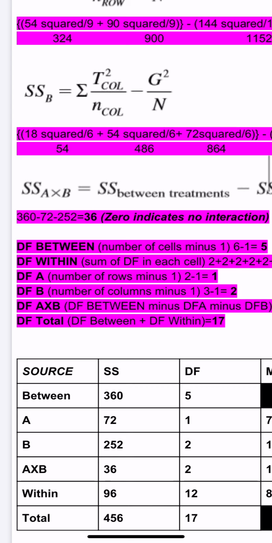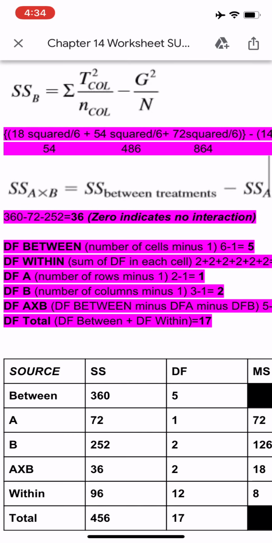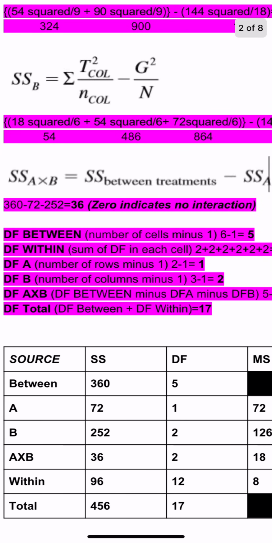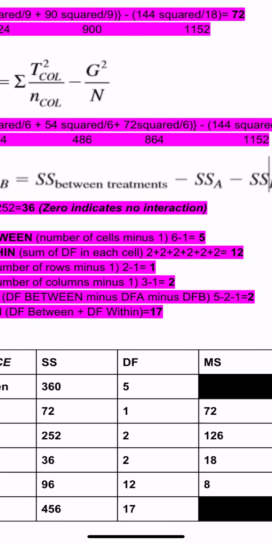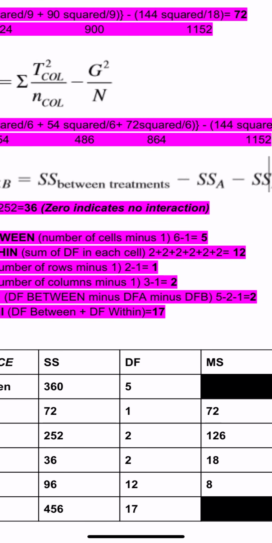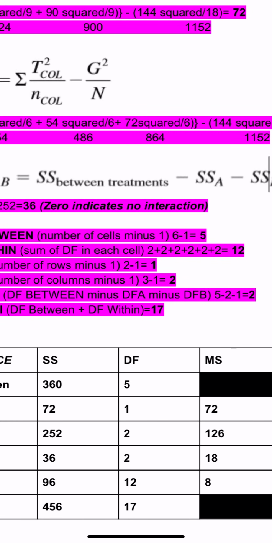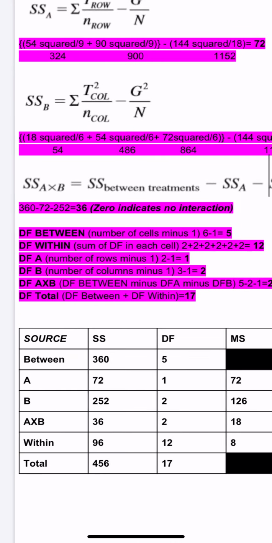The first one is DF between, which is number of cells minus 1. There are 6 cells, minus 1 is 5. DF within is the sum of DF in each cell. There are 6 cells, and there are 3 participants in each cell, so 3 minus 1 is 2. 2 plus 2 plus 2 plus 2 plus 2 plus 2 equals 12, or 2 times 6 equals 12.